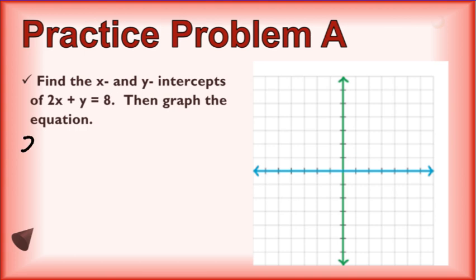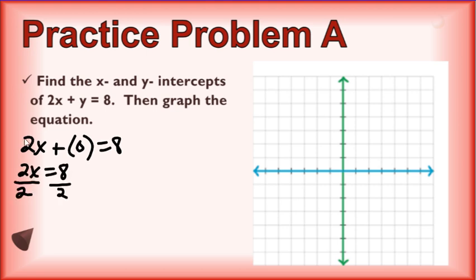Here we have 2x plus, so we're trying to find our x. y is going to be 0, so equals 8. So we have 2x equaling 8. To get x by itself, divide by 2. x equals 4. That means our ordered pair is 4, 0.